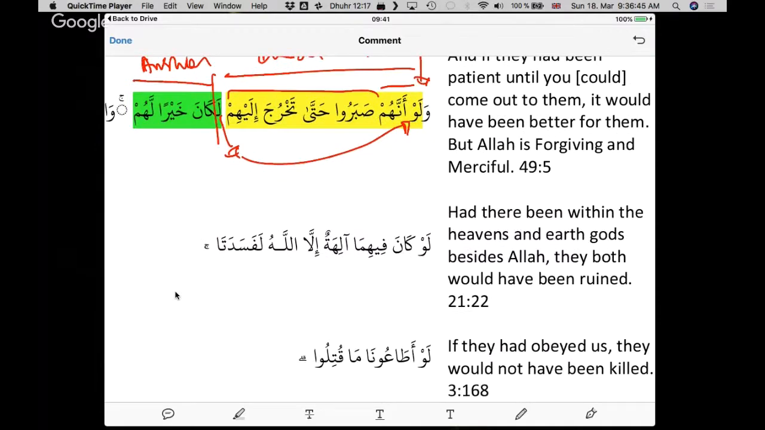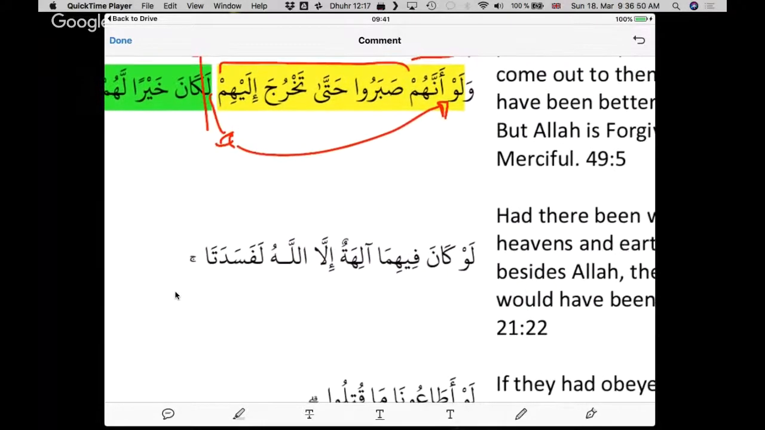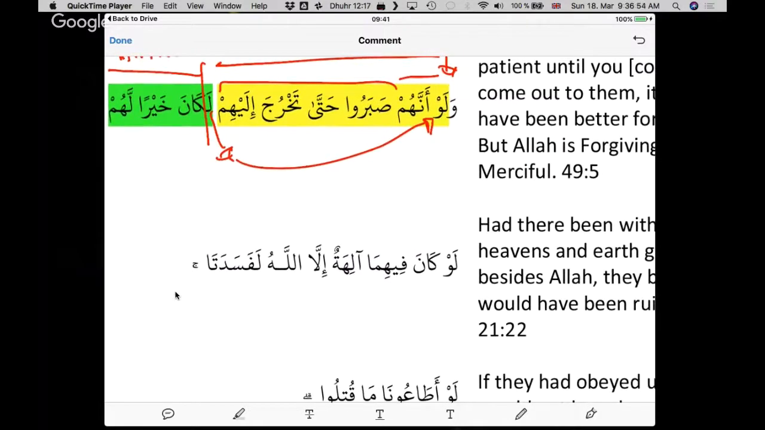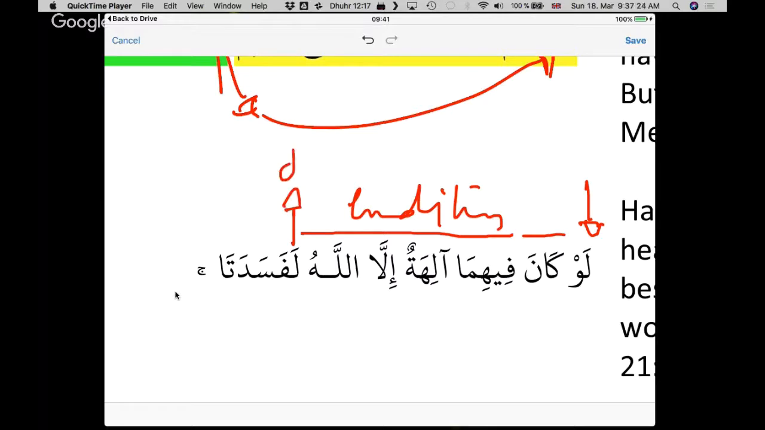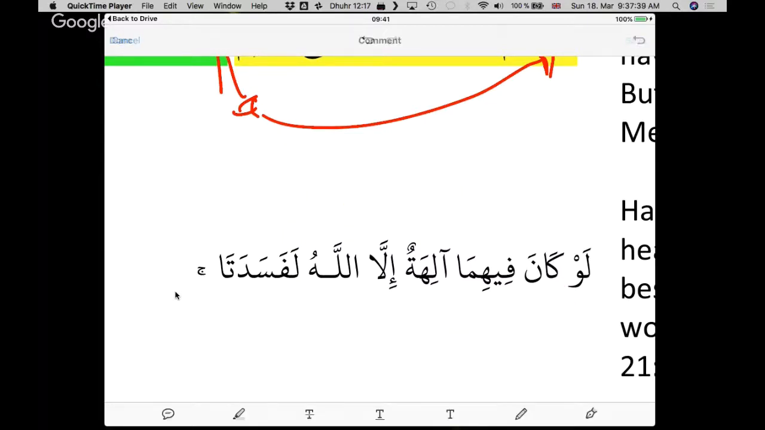Another example going forward: لو كان فيهما آلهة إلا الله. Now we see law, and after law we see kana. Kana is like a jumla ismiya; it's a fi'l, but it's treated as a jumla ismiya, if you have listened to the lecture from last time. So you would go all the way here and you'll find this is a condition, and there's a lam coming here. This is the indicator of the answer to the condition: lafasadata, a past tense fi'l. This is the answer to the condition, and it has to be an impossible condition.